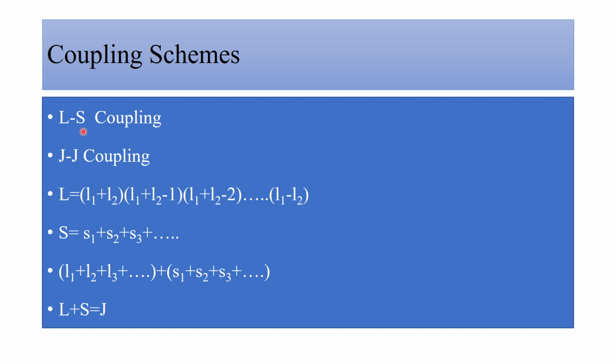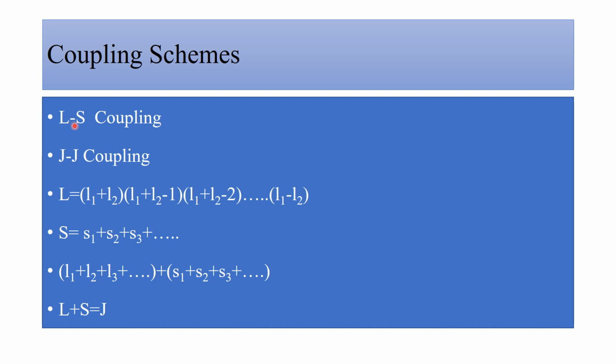Coupling schemes. The schemes used to combine the different vectors of electrons to give the vectors representing the atom as a whole are known as coupling schemes. The two commonly known schemes are Russell-Saunders coupling, or LS coupling, and JJ coupling. First is Russell-Saunders coupling.